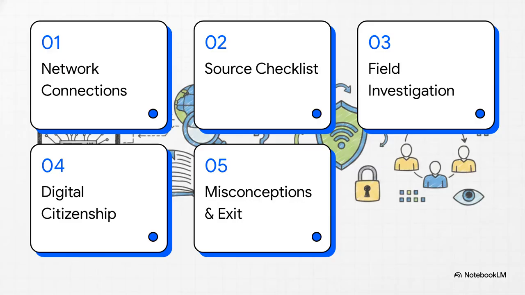Here's our Detective Academy training schedule for today. 1. Network connections. 2. Source checklist. 3. Field investigation. 4. Digital citizenship. And finally, 5. Misconceptions and exit. So let's get right to it.